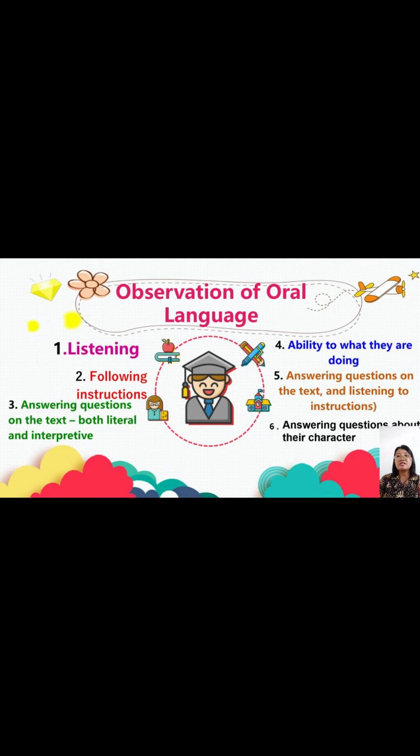Observation of oral language can take place in the first activity, like listening and following instructions. The third is answering questions on the text, both literal and interpretive. And then fourth, the ability to describe and explain what they are doing. And the fifth, answering questions on the text and listening to instructions. And the sixth, answering questions about a character.